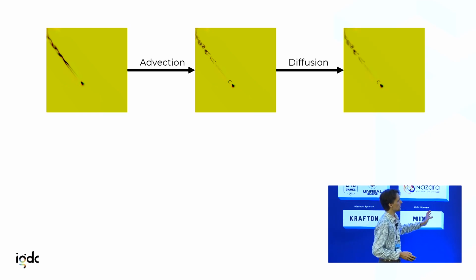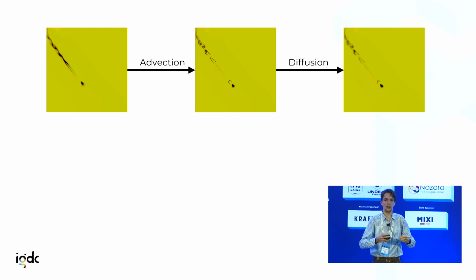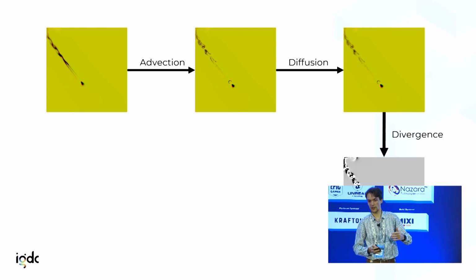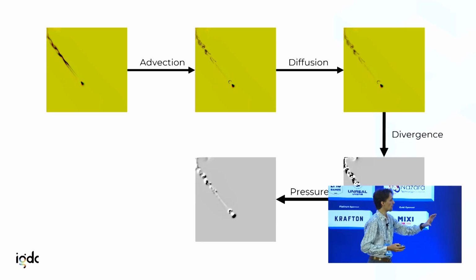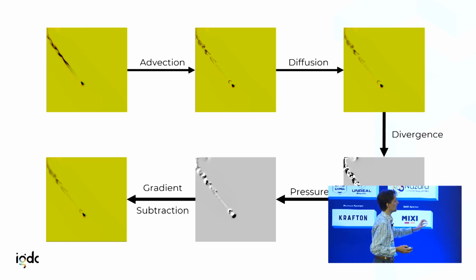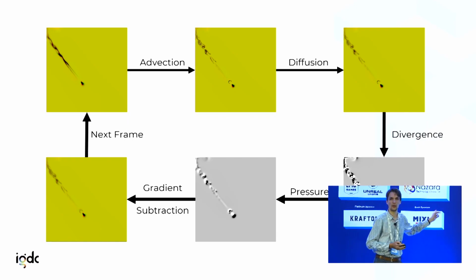So after our advection step, we do a diffusion. A liquid is somewhat viscous, so it will diffuse the velocity or the quantities. We establish the divergence, and from that, calculate the pressure field. We use the pressure field through gradient subtraction to apply it to the velocity field. And from there, we just go to the next frame and repeat that simulation every frame.